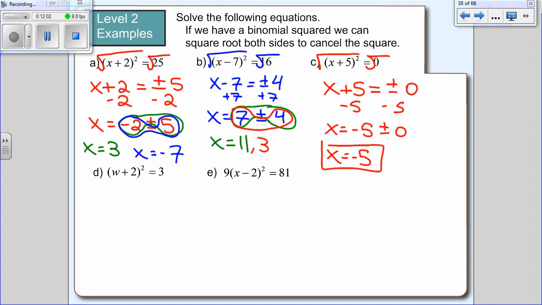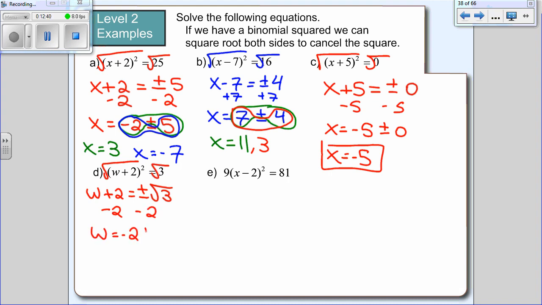D is where we're going to come into a new problem. So we have something squared equals a number. Get rid of the squared by square rooting both sides. That'll leave me with w plus 2 equals plus or minus root 3. That can't be simplified. Root 3 is root 3. No way you're getting smaller. To get w by itself, you need to subtract 2 from both sides. Means w equals negative 2 plus or minus root 3.